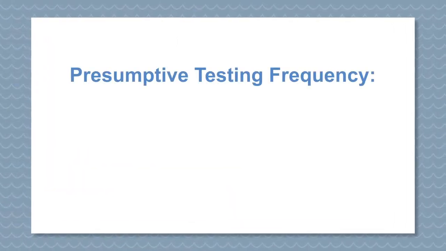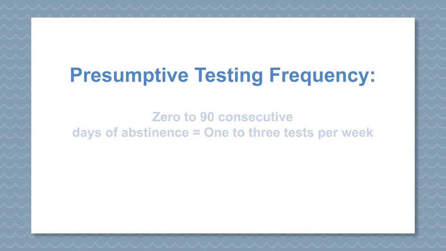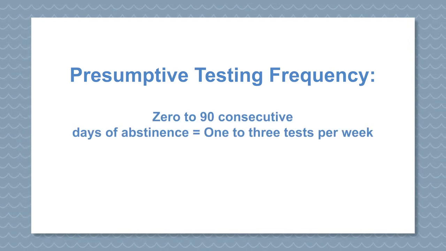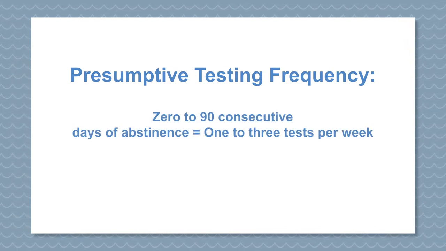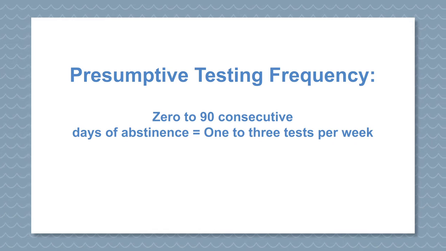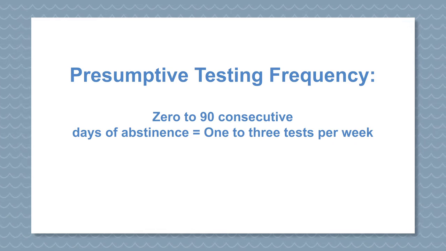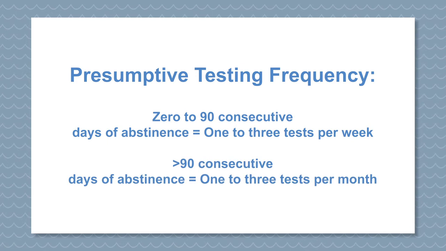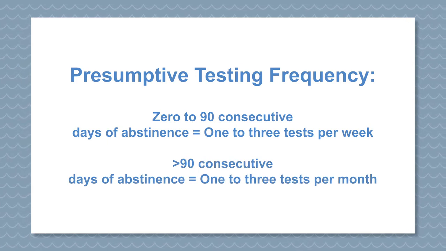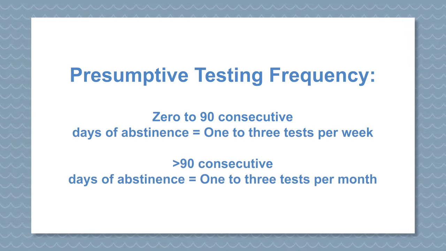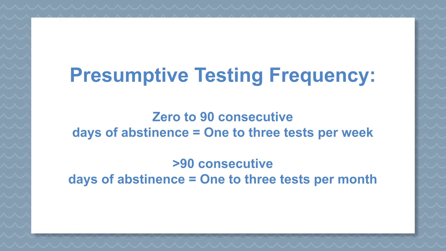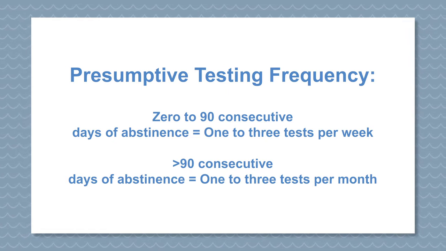First, we'll look at presumptive testing frequencies. For patients with 0 to 90 consecutive days of abstinence, testing is expected at a frequency of 1 to 3 tests per week, with testing not exceeding 3 tests per week. For patients with greater than 90 consecutive days of abstinence, testing is expected at a frequency of 1 to 3 tests per month, with testing not exceeding 3 tests per month.